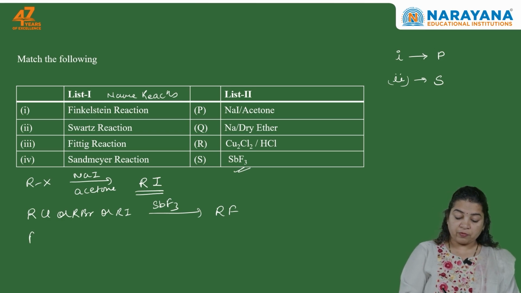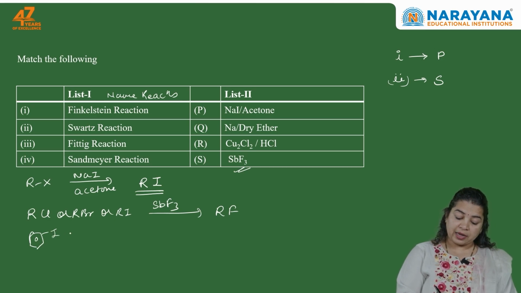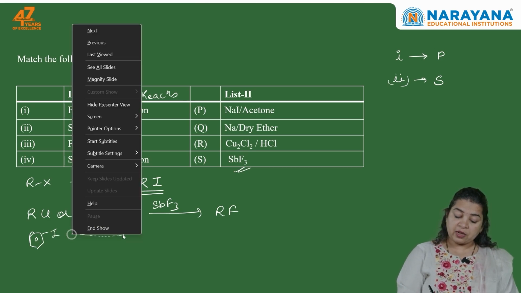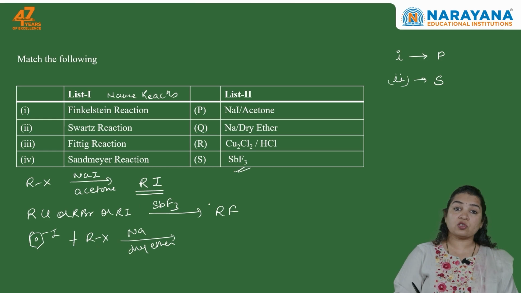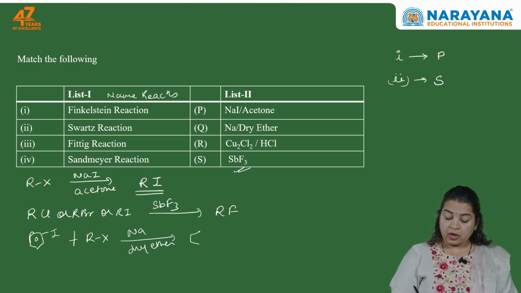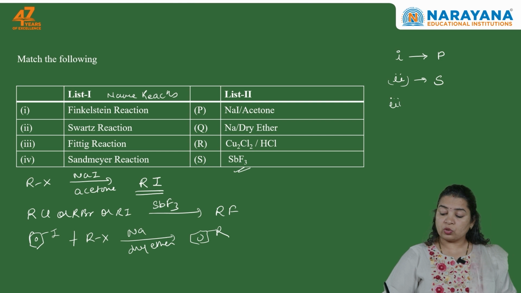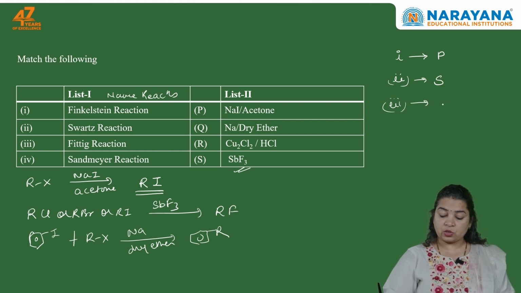Coming to third, Wurtz-Fittig reaction. Now Wurtz-Fittig reaction is basically aromatic halides or iodides. They react with alkyl halides in presence of sodium and dry ether. It is an extension of Wurtz reaction and we get alkyl aryl compounds. So this third will match with Q.